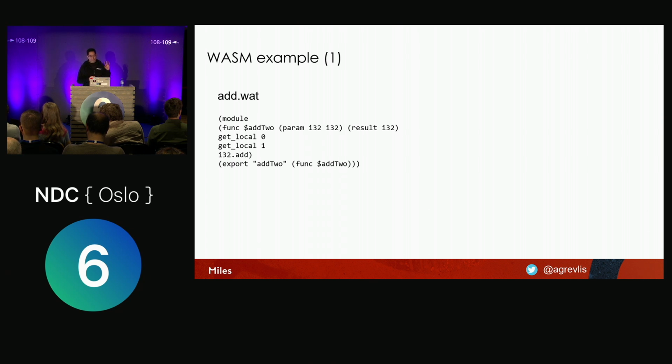WebAssembly is a stack-based language, so you can use get_local on the input numbers, and then you can use a mathematical operation. In this case, we use the add operation. WebAssembly supports something like 60 or 70 different operations that you can use. And then after that, we need to define what the result will actually be. So we need to use the export keyword, and then we export our function as the add2 function, and it points to this function that is called add2.